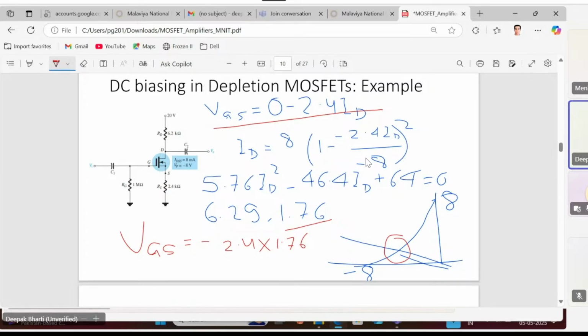One thing you can compare with the BJTs: in the BJTs, the operating point is the set of IC and the VCE value. The set of IC and VCE you can get from the output characteristics of, let's say, a common emitter BJT. But in the case of MOSFETs, you have to find this on the transfer curve, that is the ID VGS curve. In the case of BJT, it was the output characteristics.